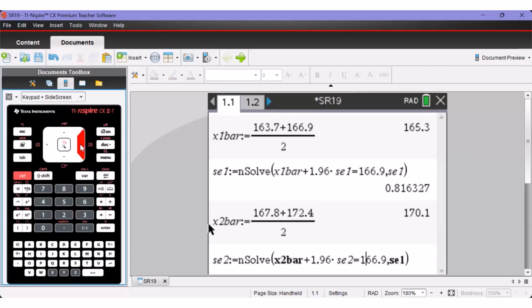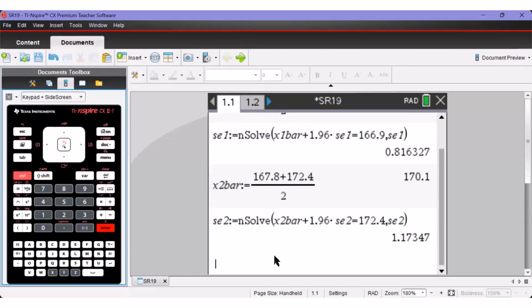We're going to set that equal to 172.4, and we are going to solve for SE2. Press enter. And so we therefore get an S2 on root n value of 1.173.